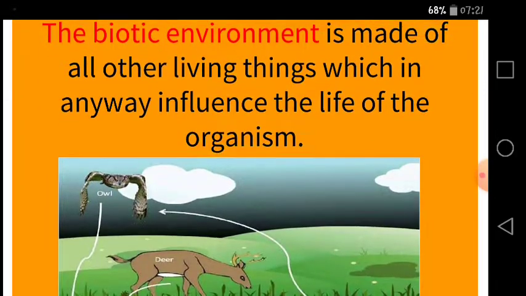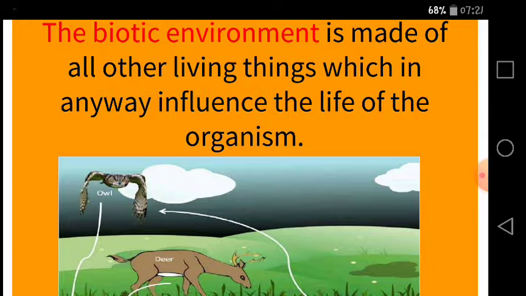Dear students, now we are moving towards the biotic environment. The biotic environment is made of all other living things which in any way influence the life of the organisms. No man is an island. This is not only true for man, it is also true for other organisms. Every living organism interacts with other organisms by feeding on them, competing with them for food, water, light, air, and minerals, or by providing them with shelter and protection.